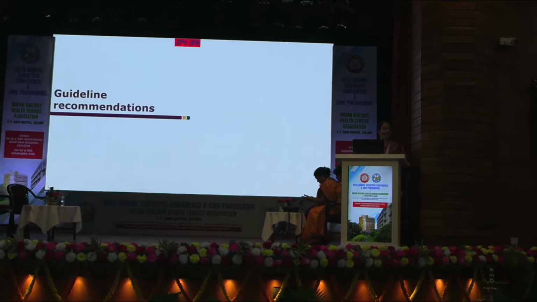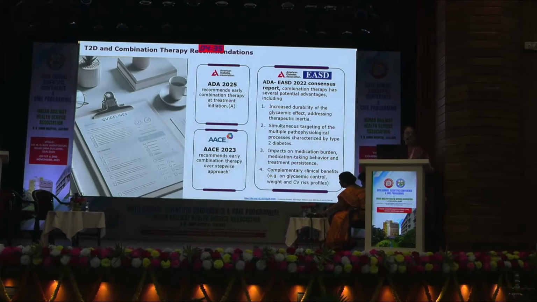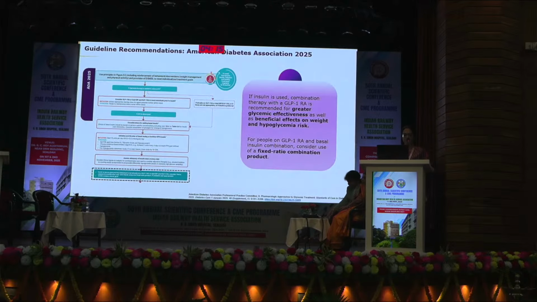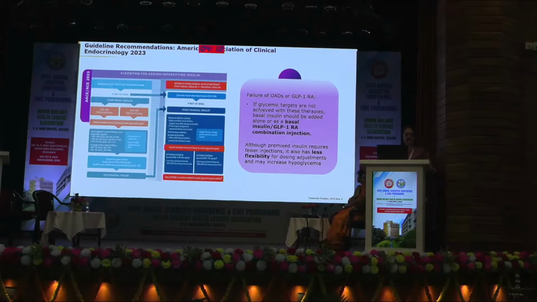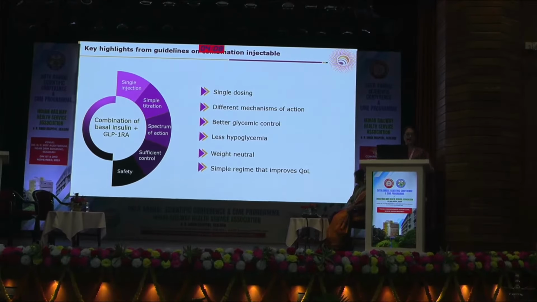So what are the guideline recommendations? The 2025 ADA is of the opinion that we should start with combination therapy if and when required, rather than waiting for stepwise therapy. Even the ACE 2023 and the EASD 2022 are all saying the same, recommending early combination therapy rather than waiting for the sugar levels to go haywire and then starting a combination. So these are the guidelines, but I'm not going to go into details of this.